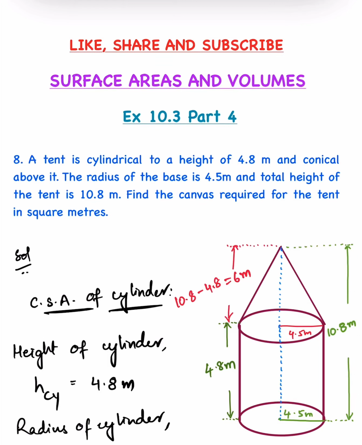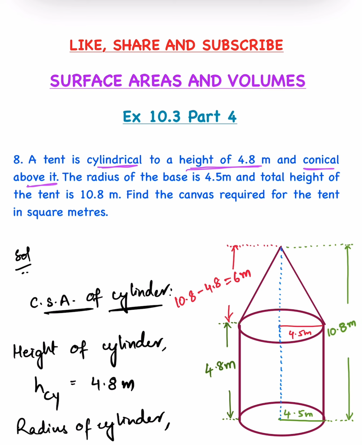Surface areas and volumes, class 9 maths, exercise 10.3 part 4, 8th problem. A tent is cylindrical to a height of 4.8 meters and conical above it.